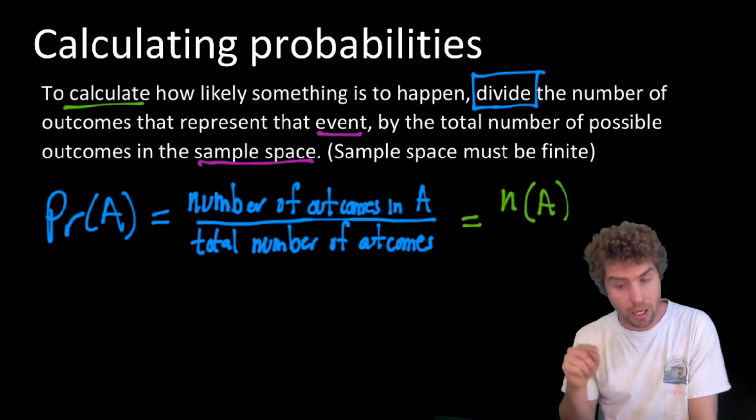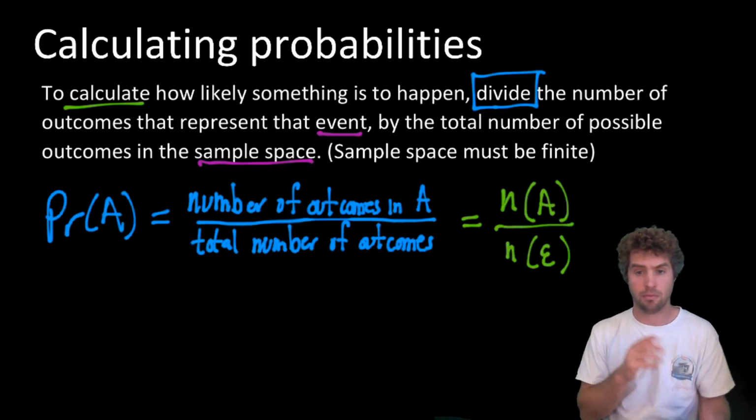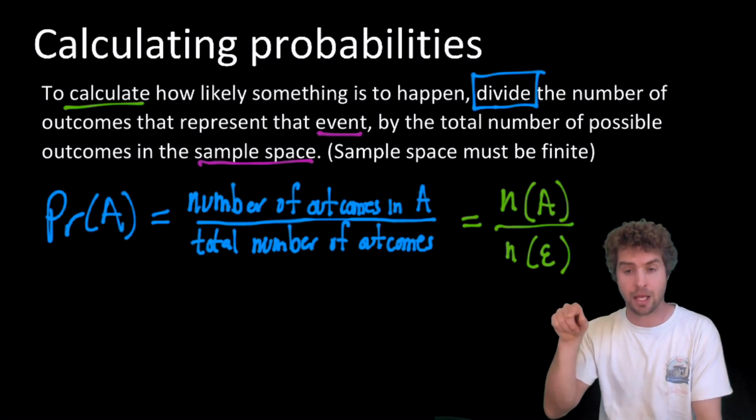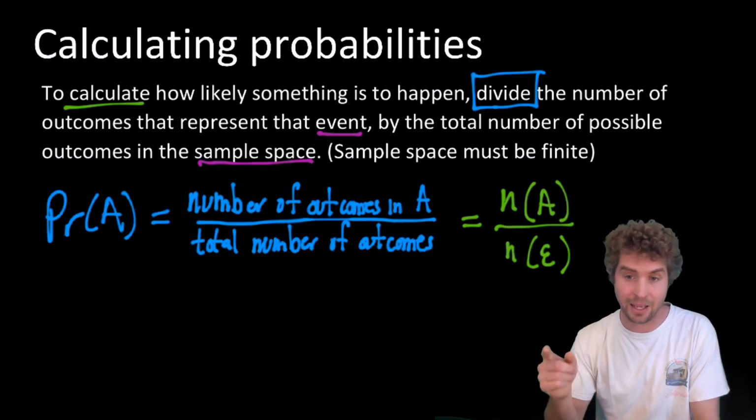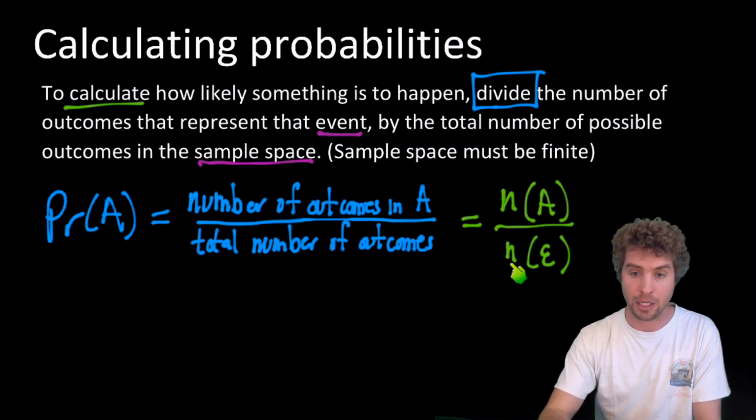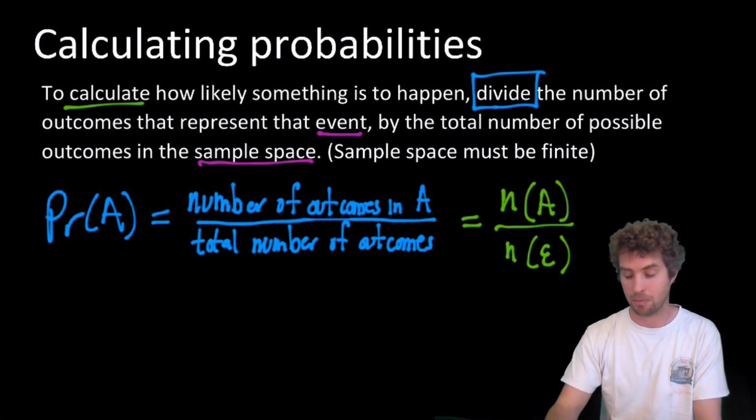We can write that with more notation here with the letter N in brackets. So that would mean the number in A over the number in the sample space. We use that epsilon, right?